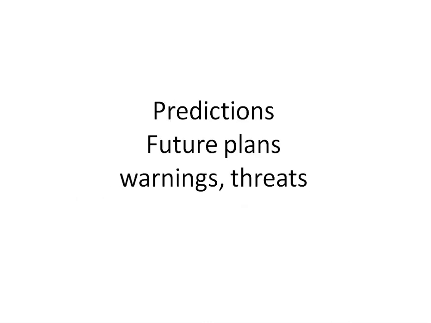So where do we use the first conditional? This first conditional is used in predictions. That means you are predicting the future. The second one is future plans. You are stating or expressing your future plans. In that condition also we use the first conditional. And the third instance is warnings and threats. So let's see all these situations with examples so that we can understand this much better.